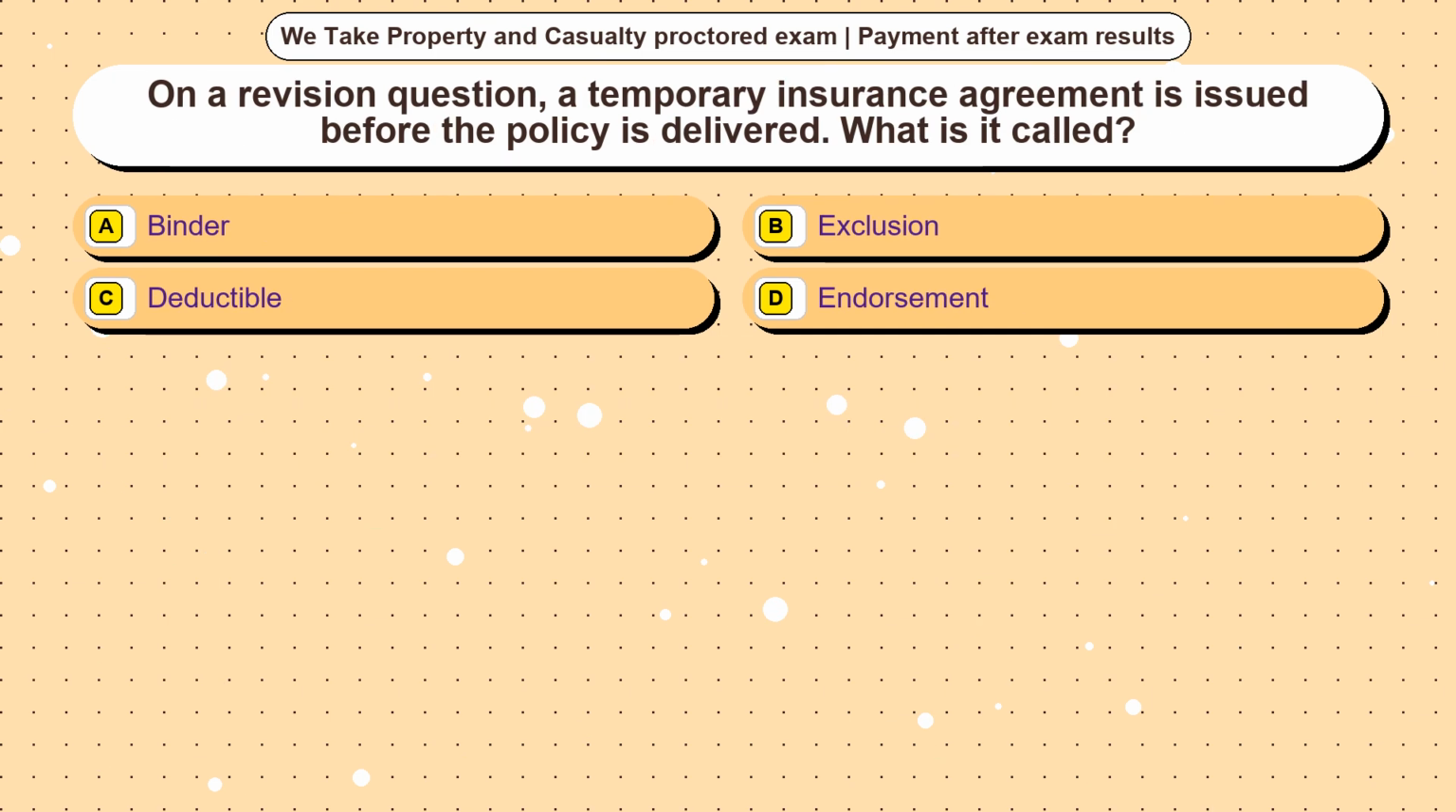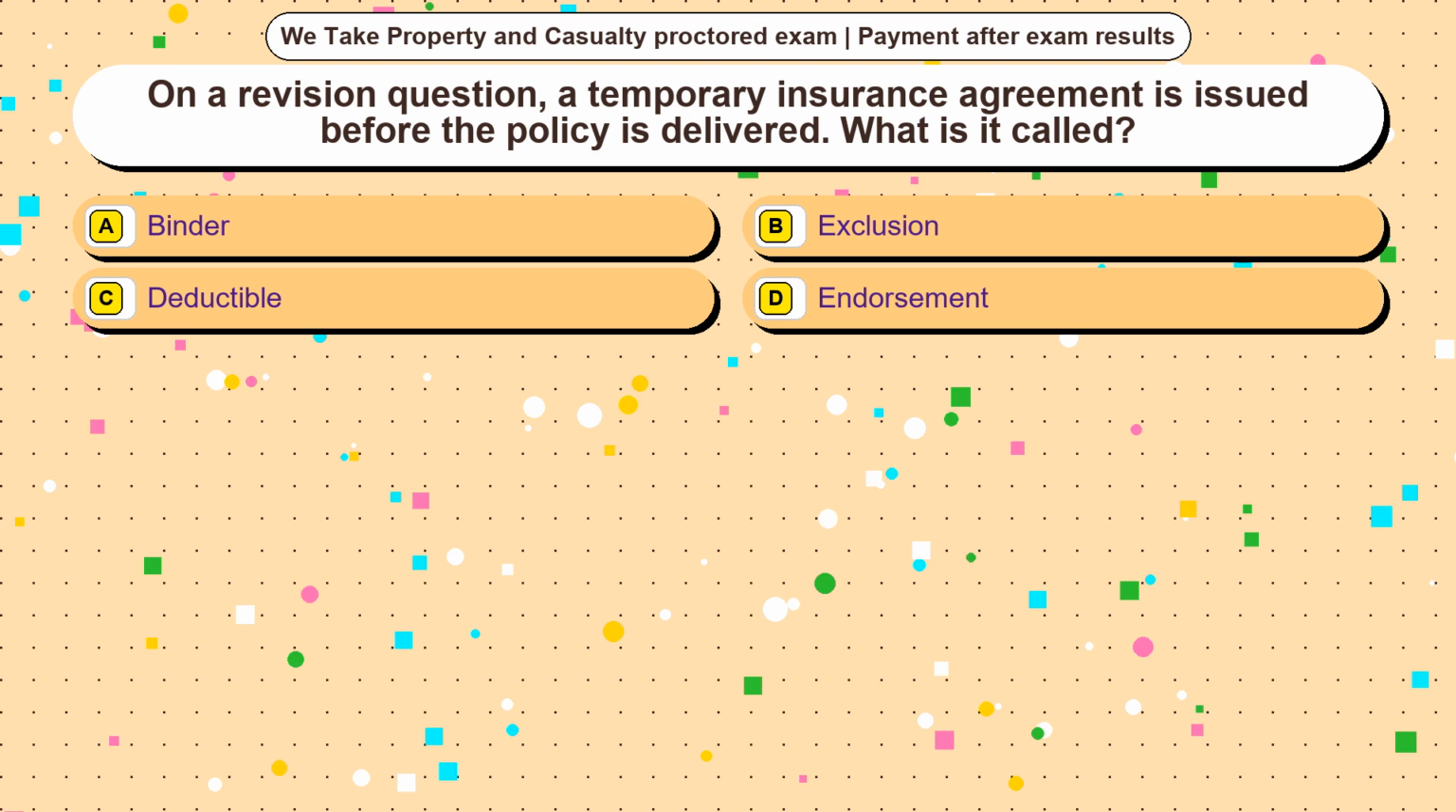Question 7. On a revision question, a temporary insurance agreement is issued before the policy is delivered. What is it called? Option A, binder. Option B, exclusion. Option C, deductible. Option D, endorsement. The correct answer is option.